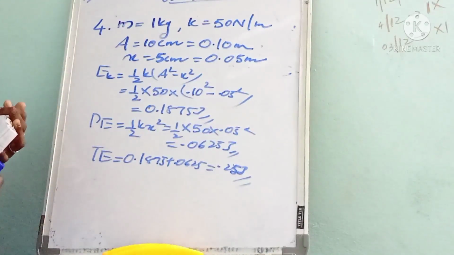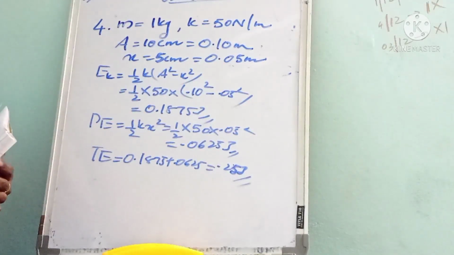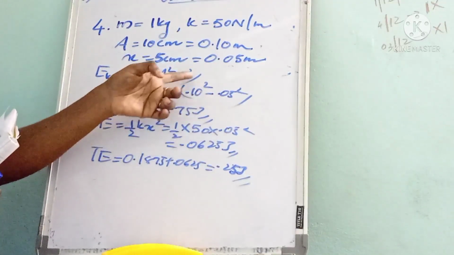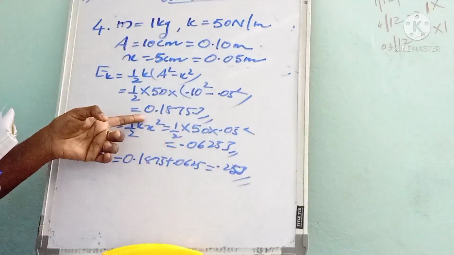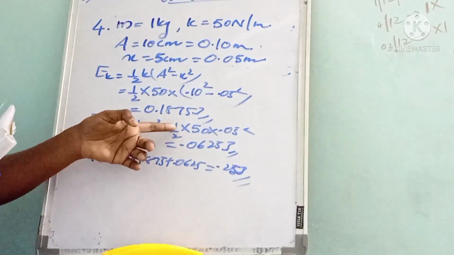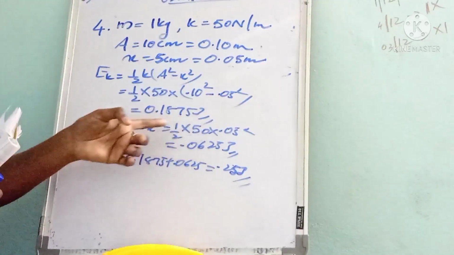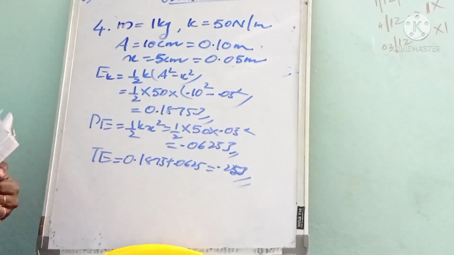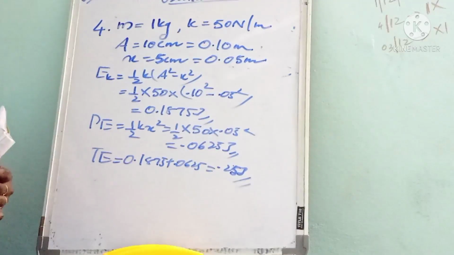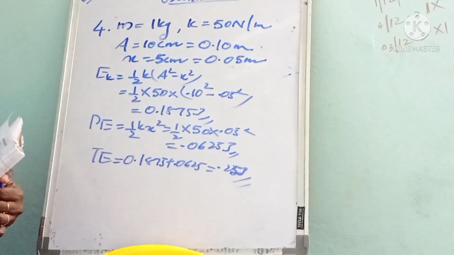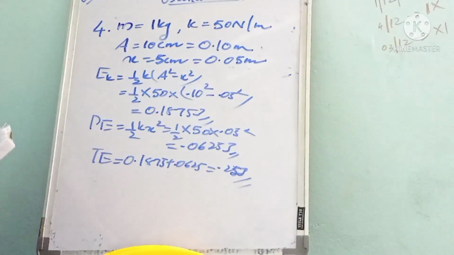So x is 5 centimeter, that is equal to 0.05 meter. If you know the equation for kinetic energy, K is equal to half k times a squared minus x squared. That is half into k, which is 50, a squared is 0.10 squared minus x squared is 0.05 squared. By simplifying this, we get the kinetic energy as 0.1875 joule. Then the potential energy is half k x squared. Half into 50 into 0.05 squared, and by simplifying this, we get 0.0625 joule. Then the total energy is the sum of kinetic energy and potential energy, 0.1875 plus 0.0625, which is equal to 0.25 joule. That is the total energy.